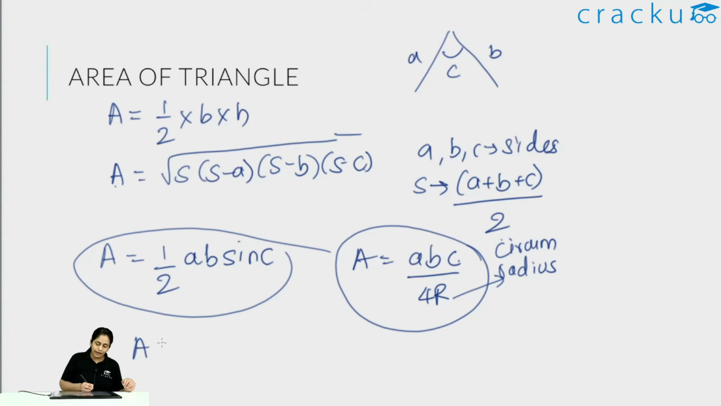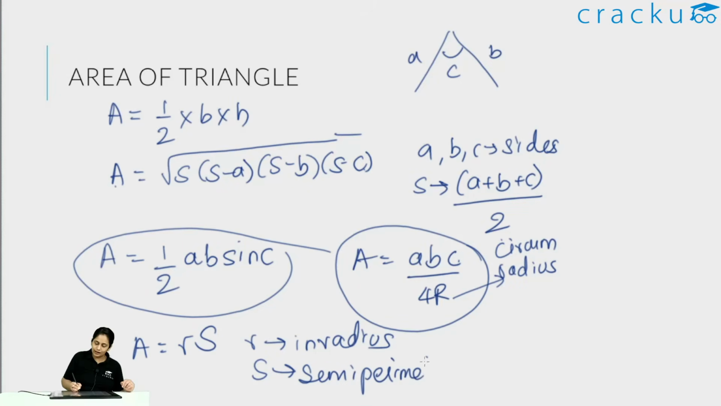Now another area formula uses the inradius, which is R into S. Here R is the inradius and S is the semi-perimeter. Again, if you have the lengths of the 3 sides and you have to calculate the inradius, you calculate the semi-perimeter, you calculate the area using Heron's formula, and then using A by S, you can calculate the inradius. So this is the basic thing that you should remember when it comes to the area of a triangle.